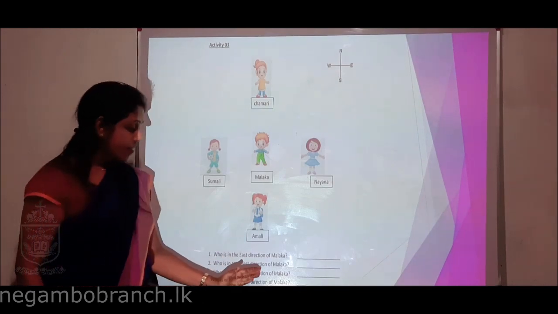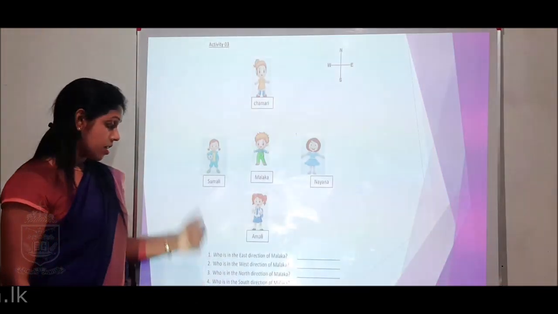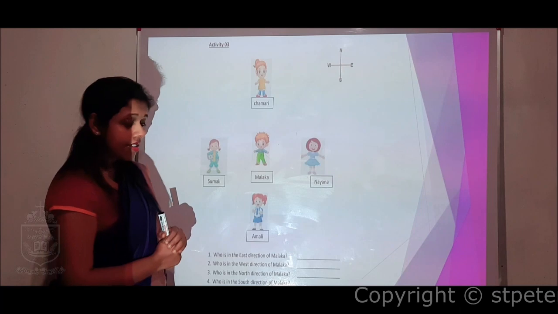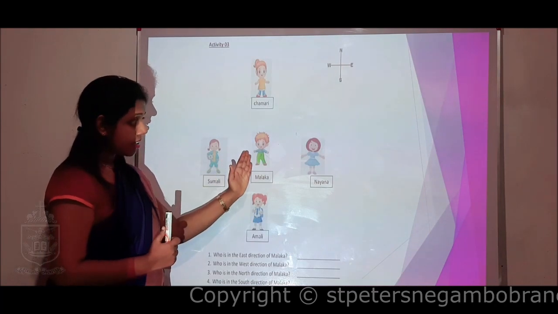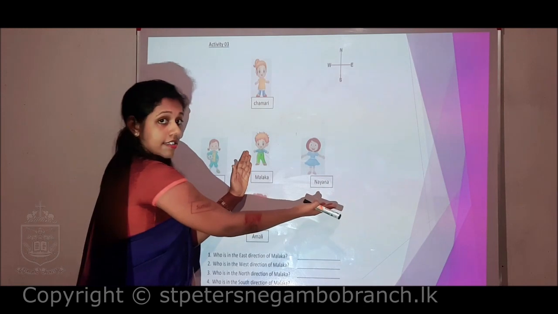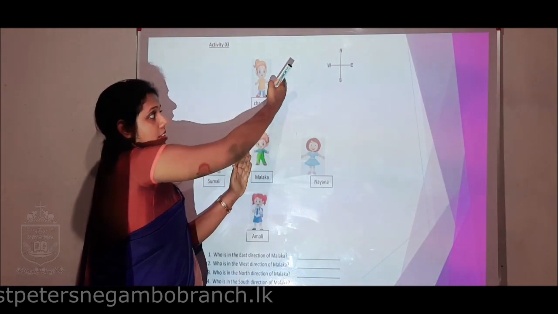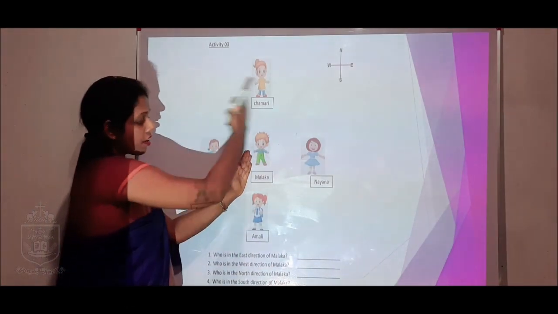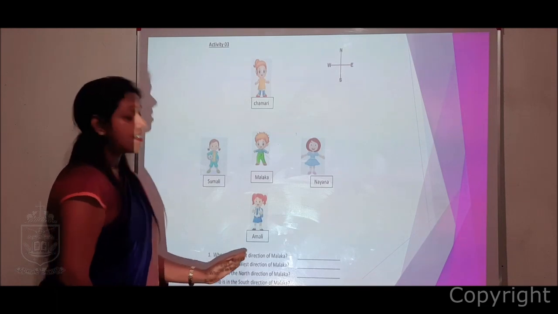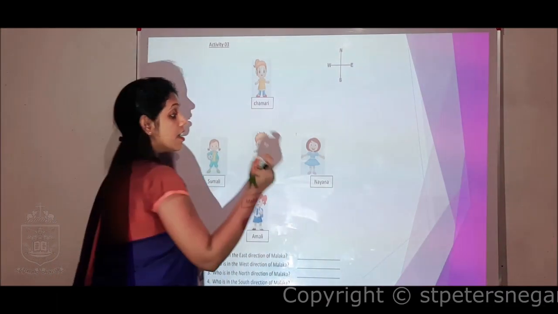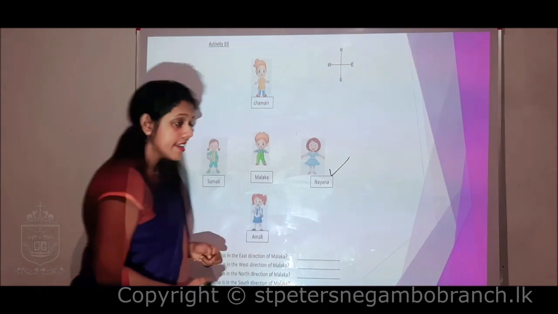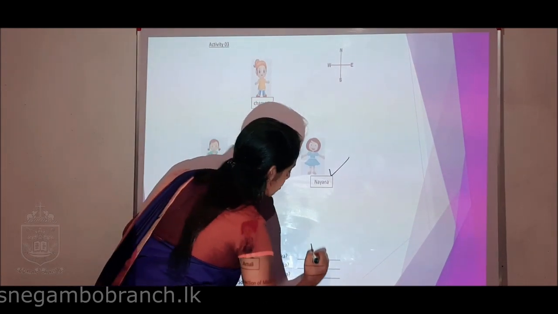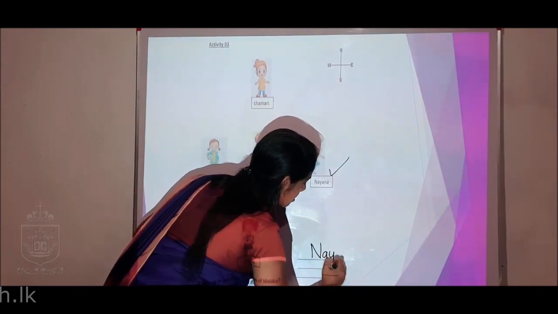Who is in the east direction of Malaka? Can you all give the answer now? Now this is Malaka. So this is his east direction. This is north direction, south direction and west direction. According to the question, who is in the east direction of Malaka? Yes, it's Nayana. Nayana is in the eastern direction of Malaka. So you have to write Nayana as the answer.